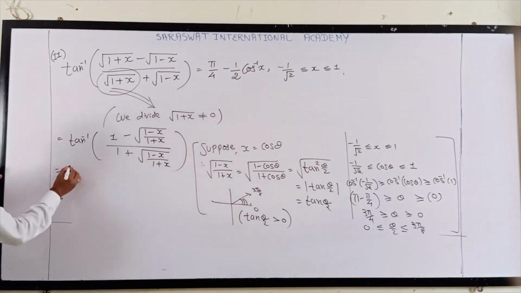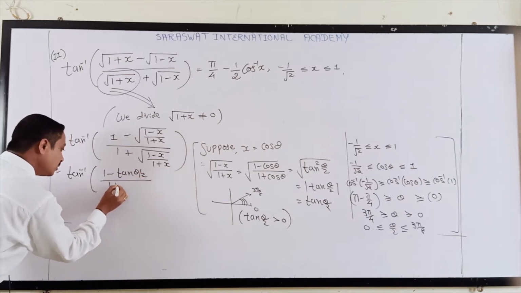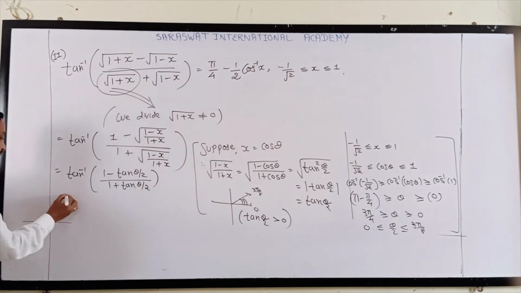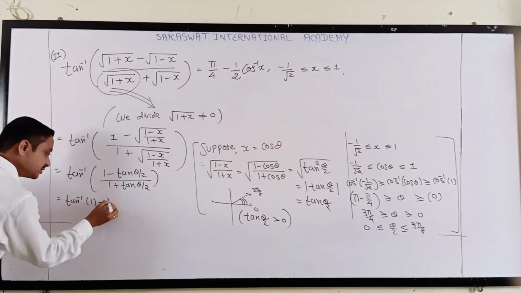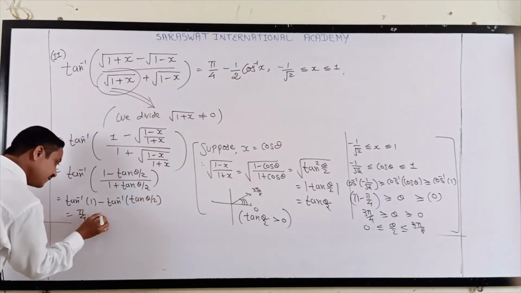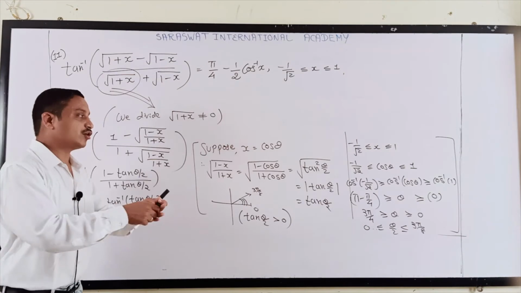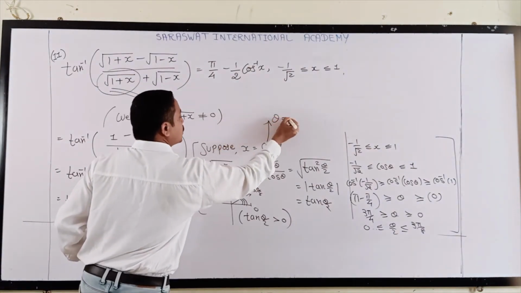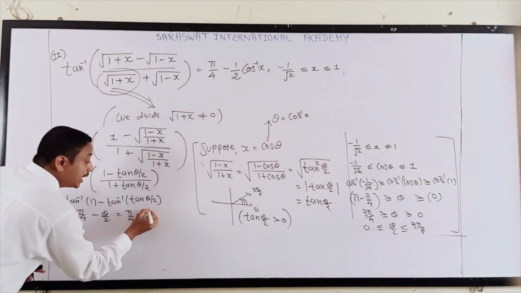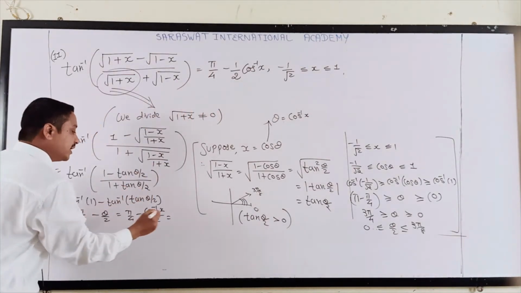All values we have noted. Now my numerator is 1 minus tan theta by 2, and the denominator is 1 plus tan theta by 2. After all, students, this is the condition. tan inverse of tan theta by 2 is 45 degrees, and here theta by 2. Now theta I already assumed; what is the theta? Cos inverse x. Until then, my answer is pi by 4 minus cos inverse x by 2, and check, that is my RHS.